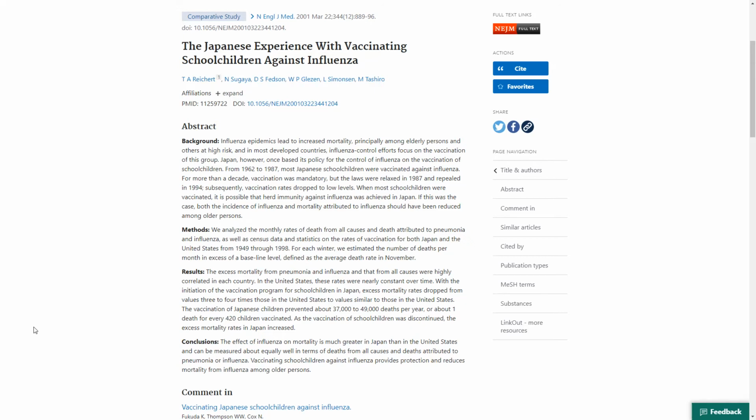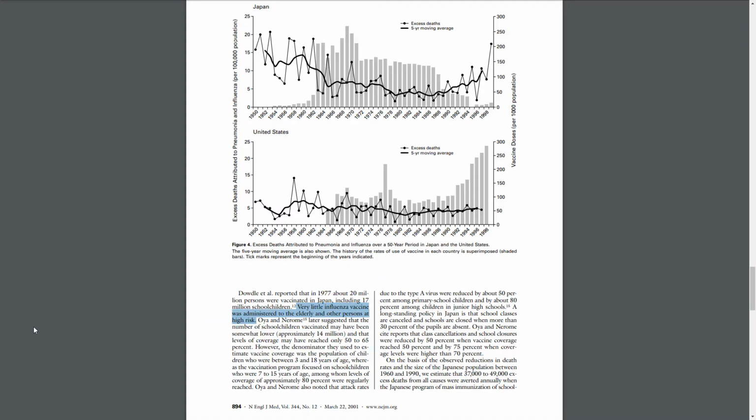The study from the New England Journal of Medicine looked at a period from 1962 to 1987, when most Japanese schoolchildren were vaccinated against the flu, and what effect it had on the mortality from the flu in Japan. Firstly, note that very little flu vaccine was given to elderly and other people at high risk. In 1977, 20 million people were vaccinated. 17 million, or 85%, were school children. And yes, even though school children usually don't die from the flu, the fact that fewer students were absent from school attested to the fact that the vaccination worked.